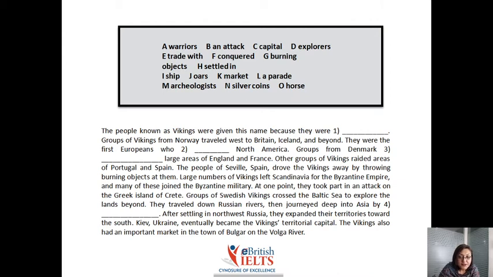Okay, in the last few sections we have filled out the gaps for you because we can only do so many, but I left one deliberately out to be solved together with you because this is a particularly tricky one. So gap number 4 here: They traveled down Russian rivers, then journeyed deep into Asia by, and then the gap. Now, how did they journey deep into Asia? By. So they are looking for a mode of transportation here.